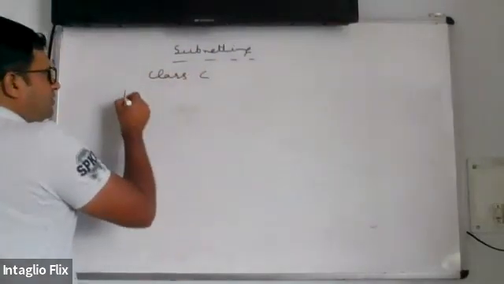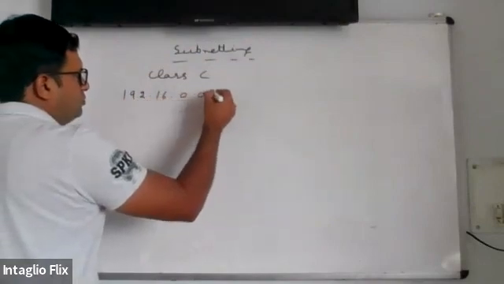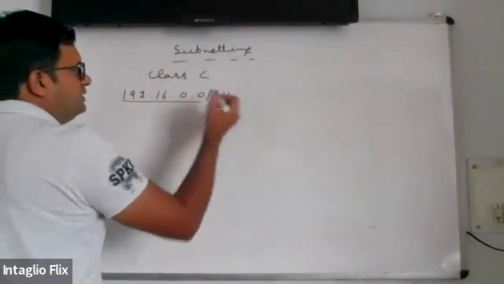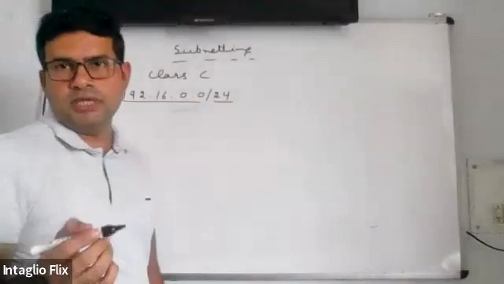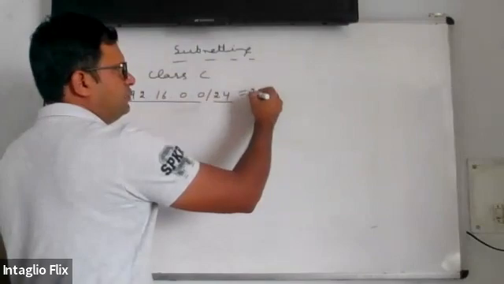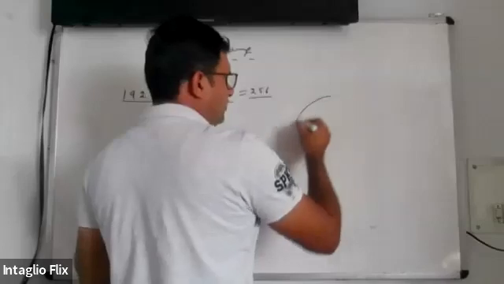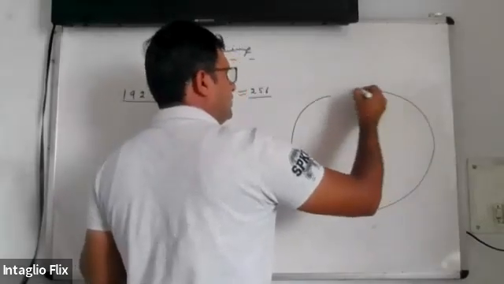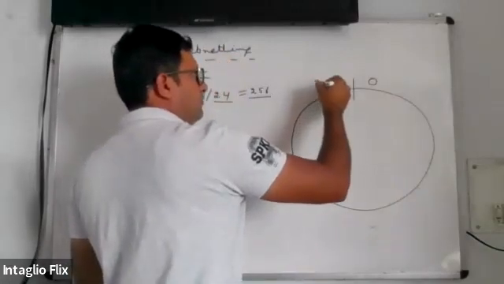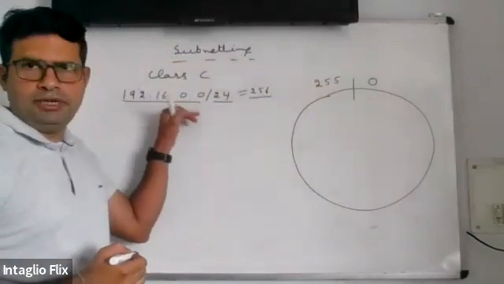If I write a network of class C, it will be something like this: 192.16.0.0/24. That means this is the network ID, and these are the number of bits which are reserved for the network. By looking at 24, you will come to know that you are going to get 256 IP addresses in total. If I draw this, we start from 0 and go up to 255, so we get 256 IP addresses in this network.